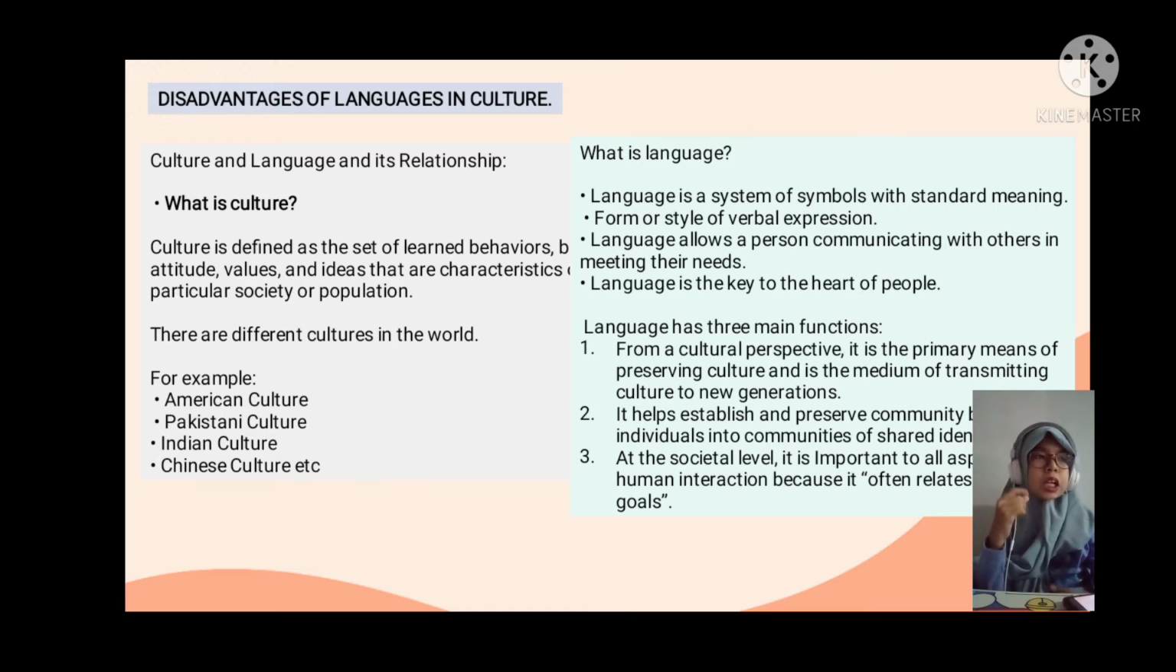And the second one, it helps establish and preserve community by linking individuals into a community of shared identity. And the third one, at the society level, it is important to all aspects of human interaction because it often relates to political goals. So it has its own political goals in the language. Okay, we go to our second part.